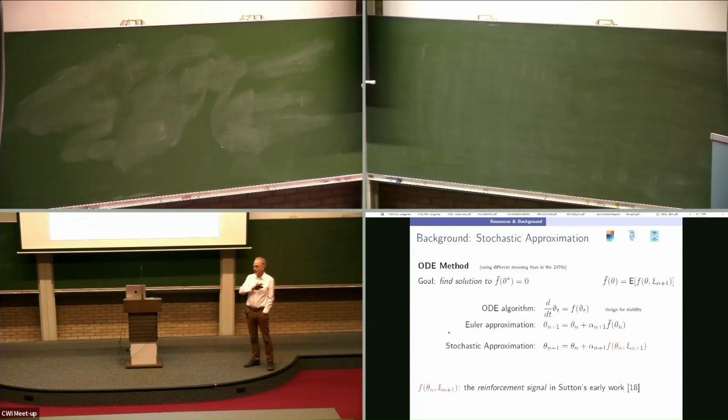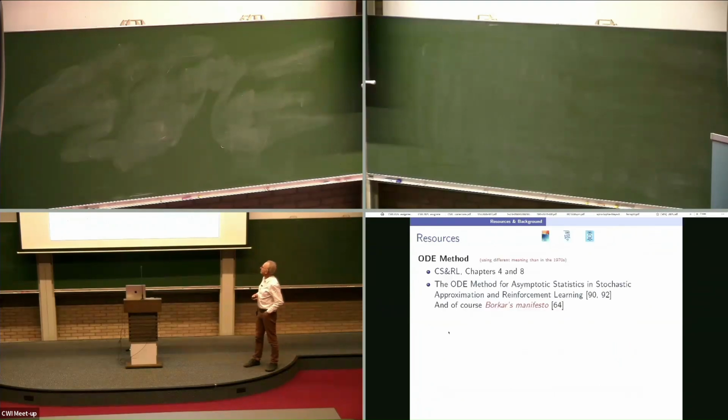In RL, you would never want a constant step size. It doesn't make any sense. Just a cheap vanishing step size is best. That's another tutorial. All right. Now, in terms of resources, there's chapters 4 and 8 from the new book.